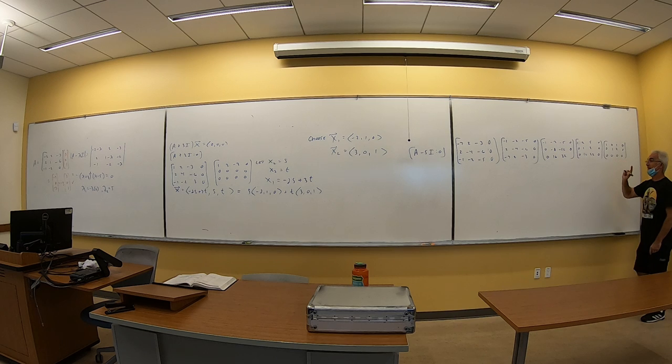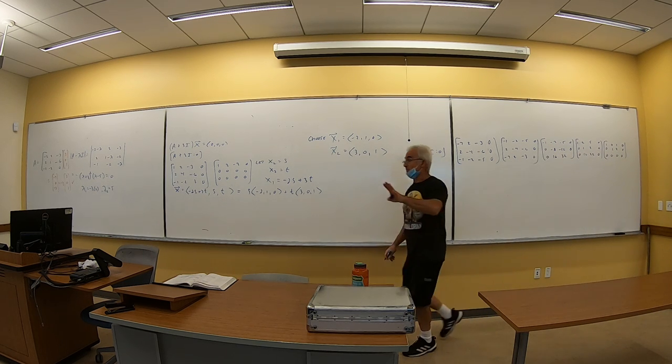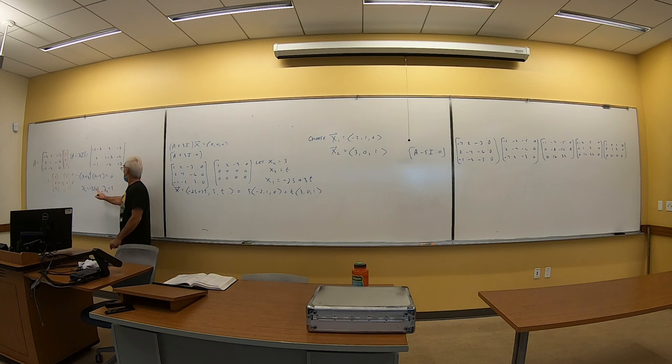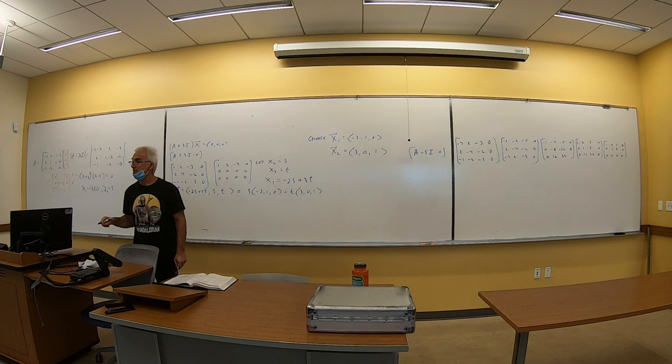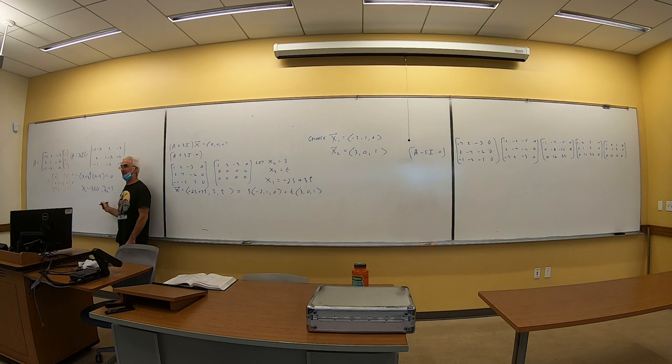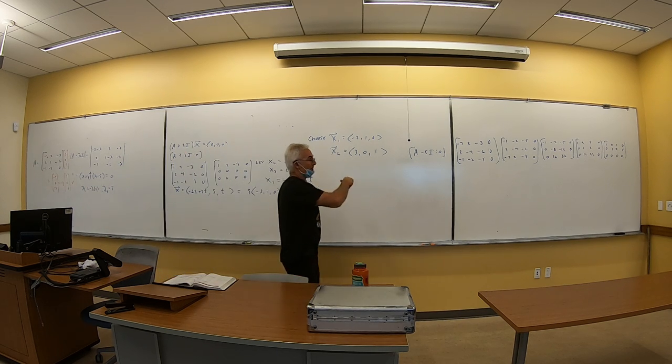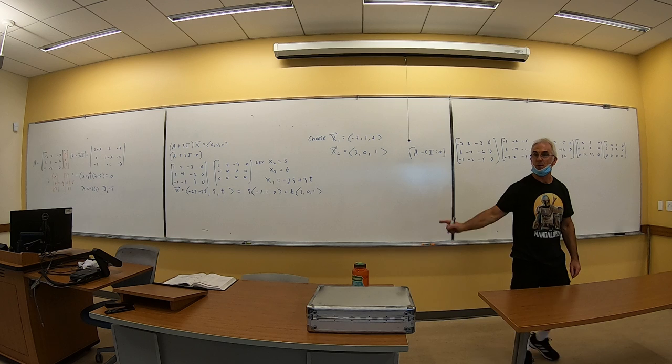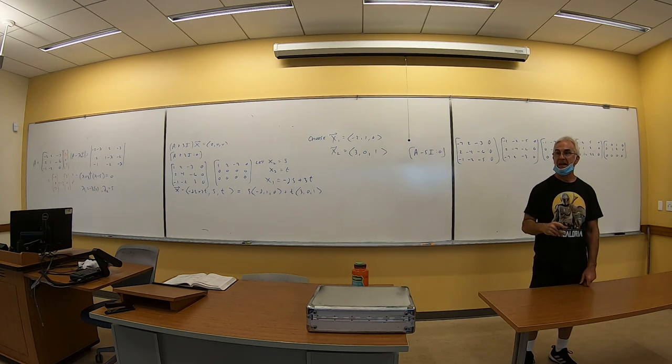So, here's the thing. This is an absolute money-back guarantee. The eigenvalues are the only numbers that, when you do A minus lambda I, will give you a non-trivial solution to the homogeneous equation. Those lambdas are the only values that will make your null space non-trivial. If you took any real number on planet Earth and did A minus lambda I and then augmented it with zeros and solved, for every real number other than those, you will get the zero vector as the only solution, as an absolute guarantee all the time.